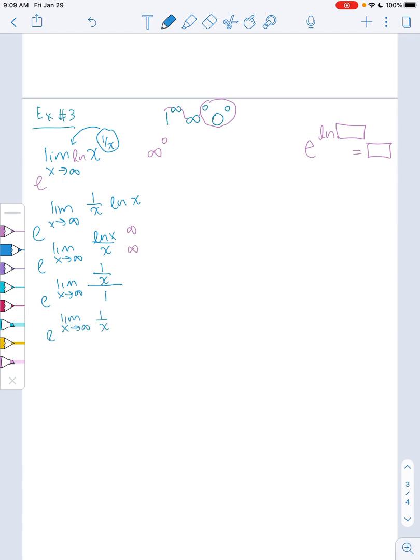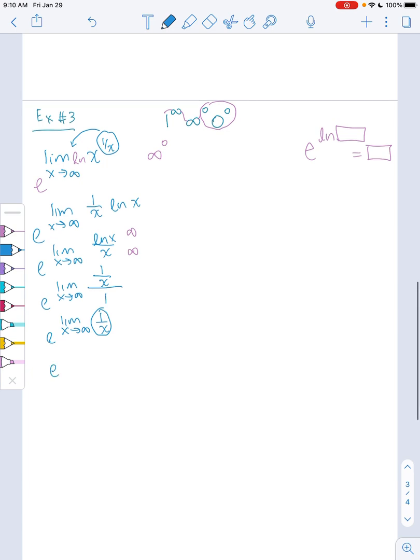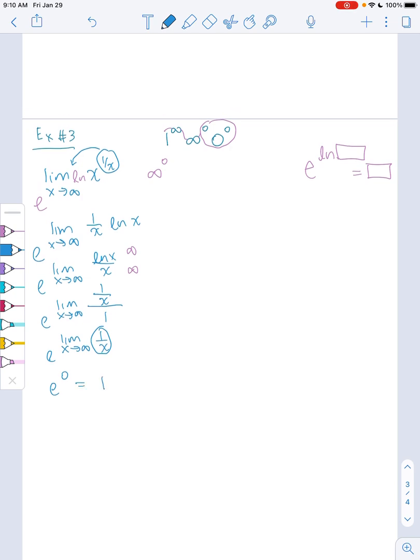So if I take the limit as x approaches infinity of that expression, 1 over x, and plug infinity in, it is equal to 0. So e to the 0 power is my solution, which ultimately becomes 1.